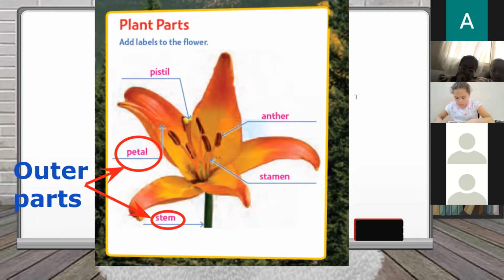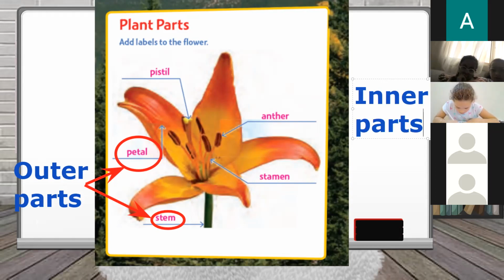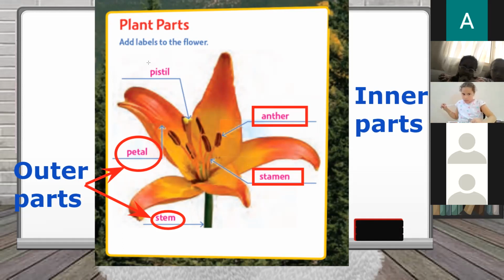The rest, we call it the inner parts. The inner parts are the anther inside. I'm going to put a square on it. Okay. The anther and the stamen. Also the pistil. Now do you know what the outer parts are and what the inner parts are?